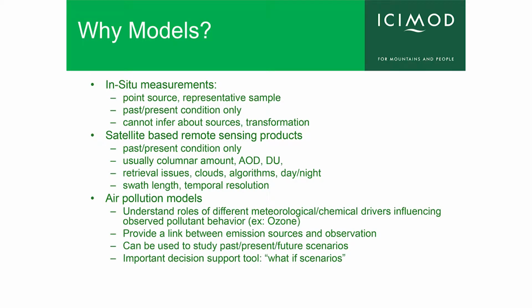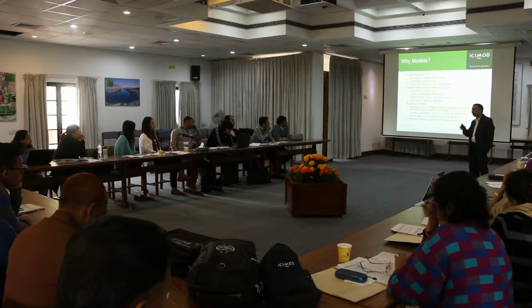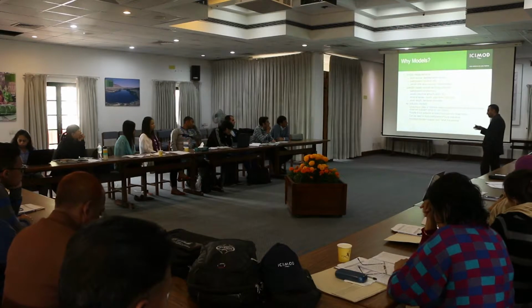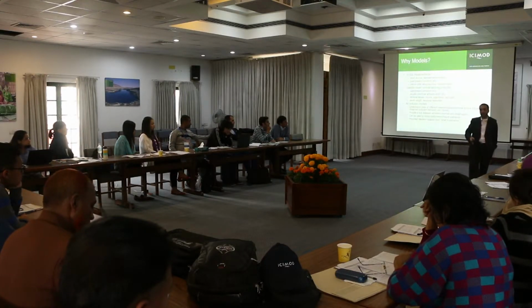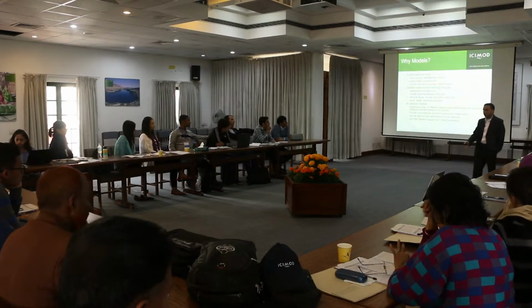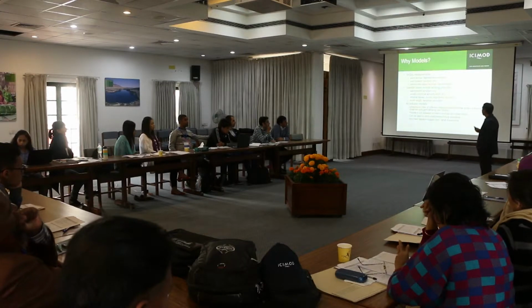Let's talk about satellite. Again, the same thing with satellite. It can only talk about past and present, near real time. And the next topic, you'll hear more about it. Usually, it's a column amount. Satellite doesn't give you near-surface measurements; there are clever techniques for that, but usually it is a column amount, from the surface of the Earth all the way to the top of the atmosphere.